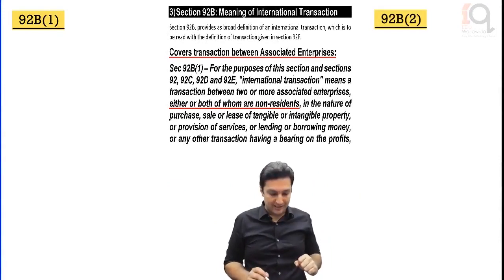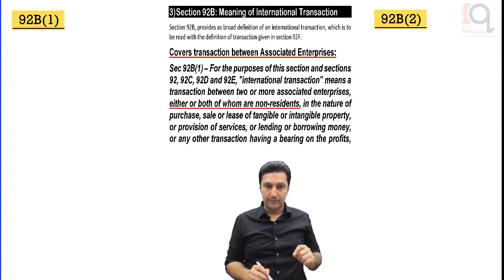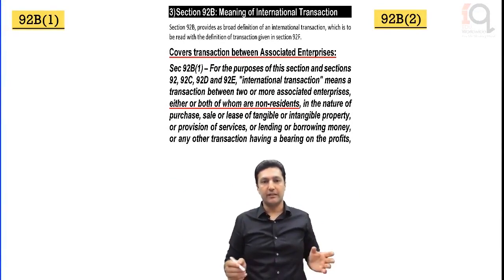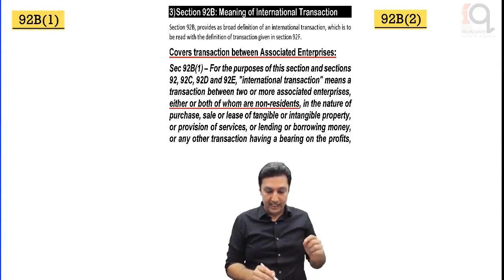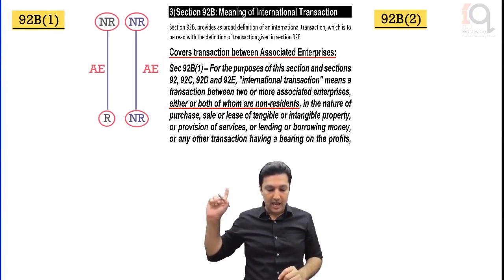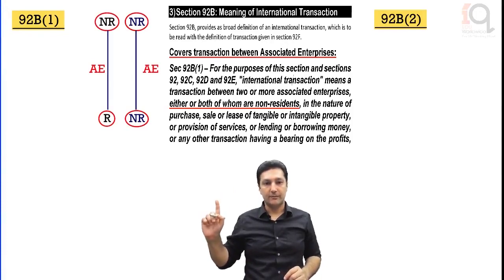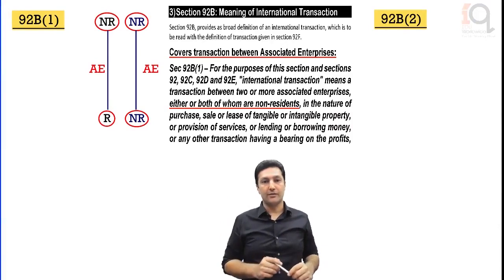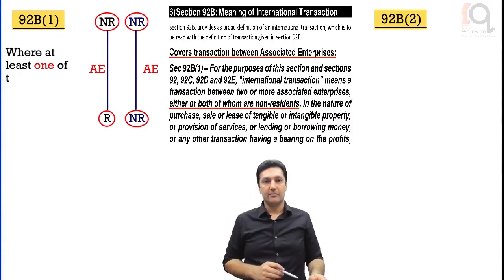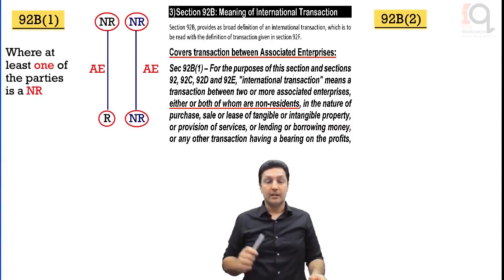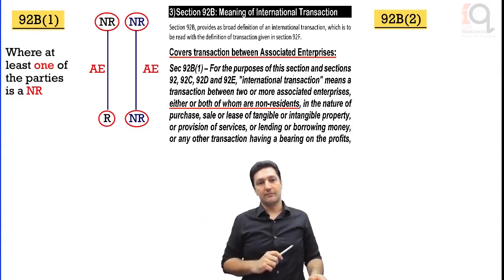92B subsection 1 says, for the purpose of this section and sections 92, 92C, 92D, 92E, basically for all of transfer pricing, international transaction means a transaction between 2 or more associated enterprises, either or both of whom are non-resident. So at least one of them must be a non-resident. But he says even if both of them are non-residents.